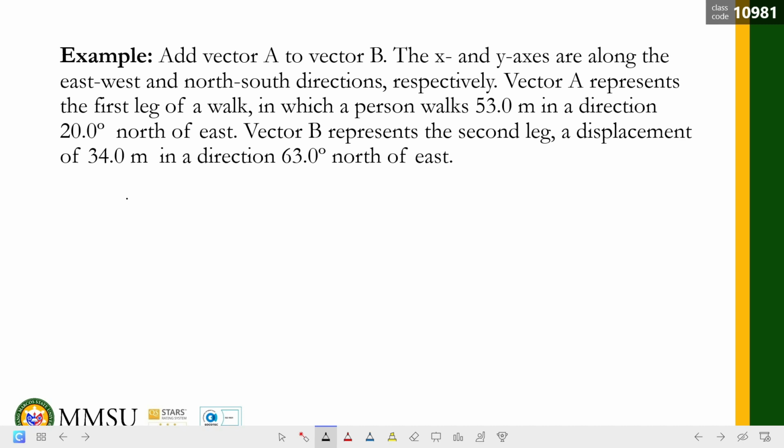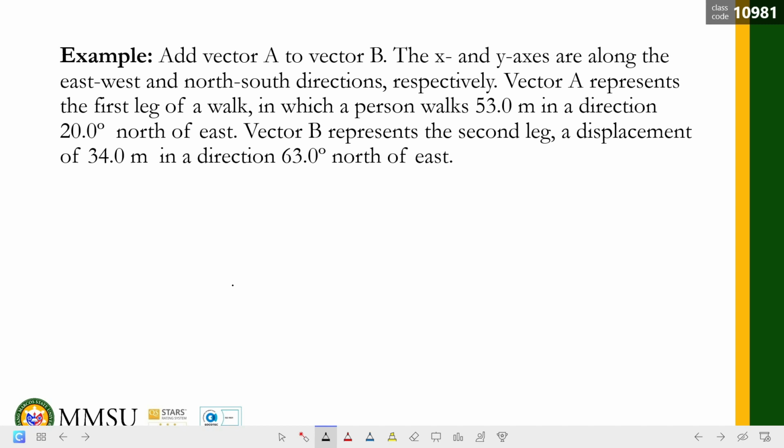The method is simply to draw yung vector natin. So, let us draw the vector. Una, vector A. Vector A represents the first leg of a walk in which a person walks 53 meters in the direction 20 degrees north of east.